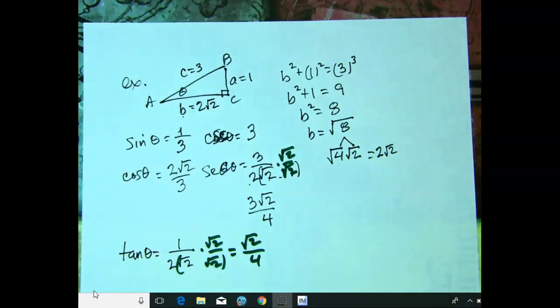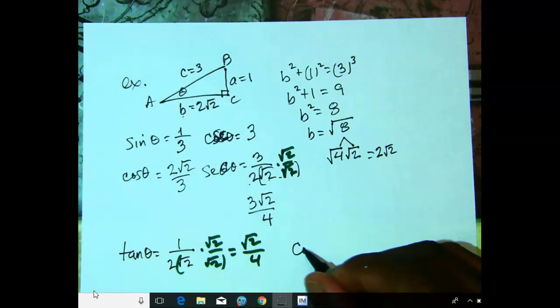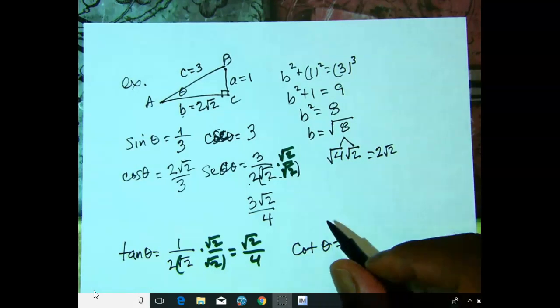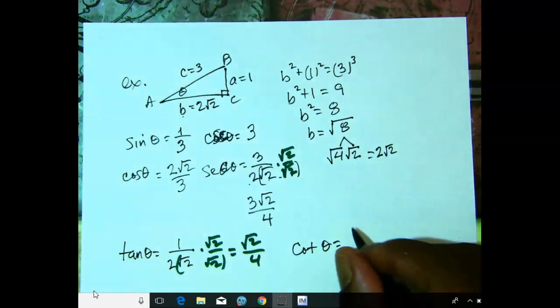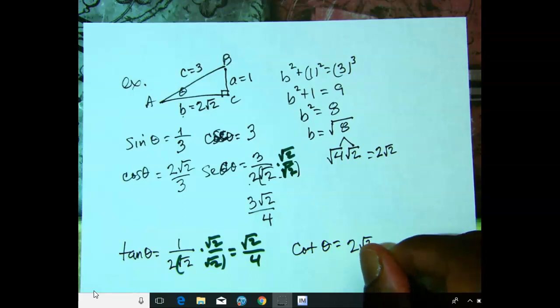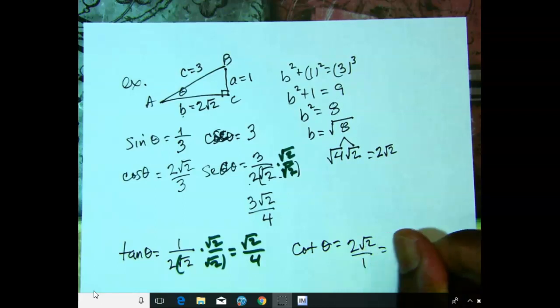Our cotangent of theta is adjacent divided by opposite. So that would be 2 root 2 divided by 1, which is just 2 root 2.